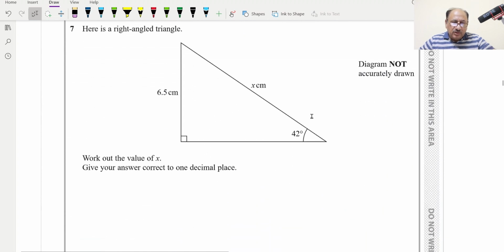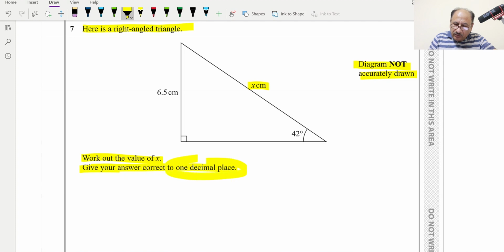Hopefully you understood this. Question number 7 is a very easy trigonometric question. Diagram is not to scale. Here is a right angled triangle. Work out the value of x, and x is this one. Give your answer correct to one decimal place. So one decimal place answer is required.